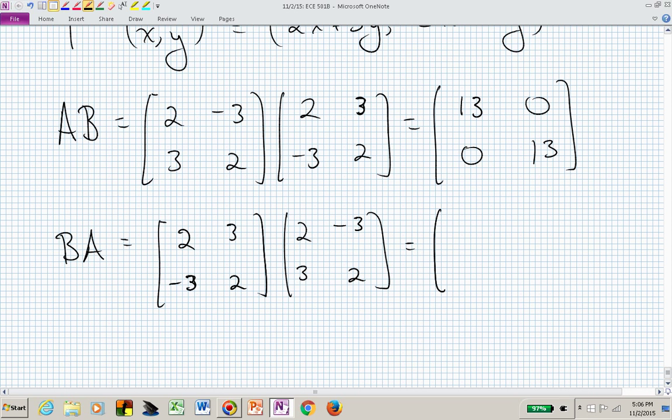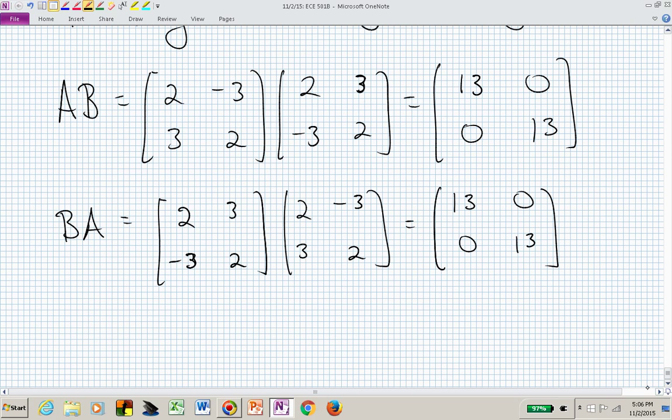Now we scale the first column by 2 and the second column by 3, and we get 13. And we get minus 6 plus 6 to give us 0. And the second column in the product is going to be minus 6 plus 6, or 0, and 9 plus 4, or 13.